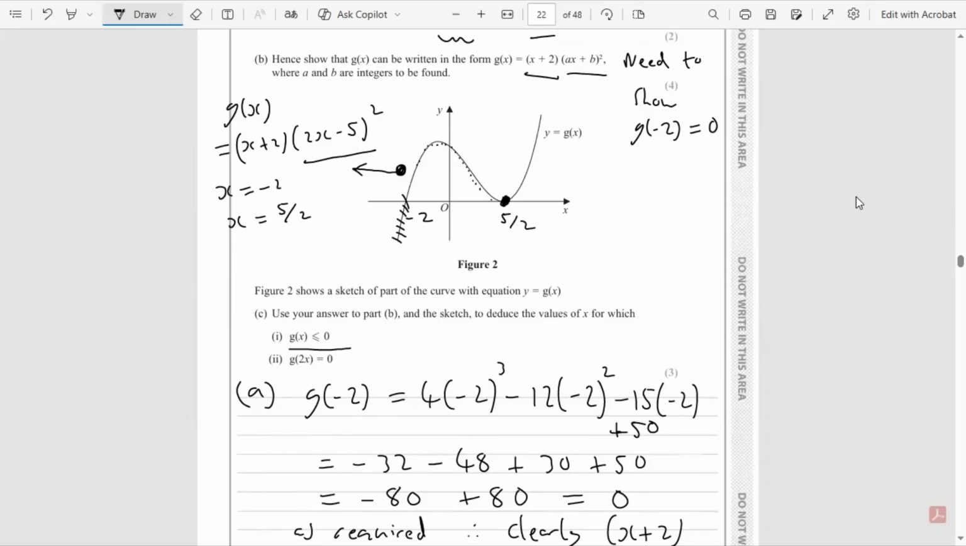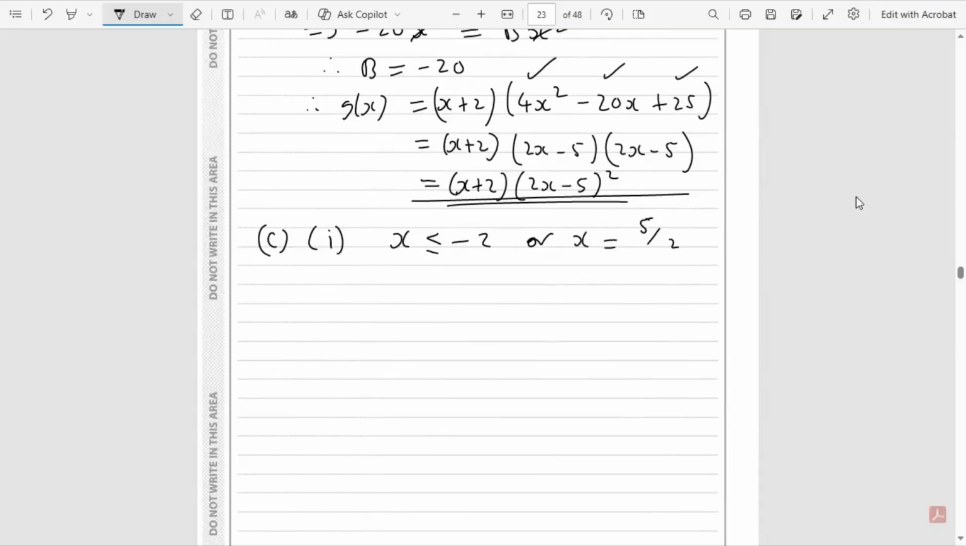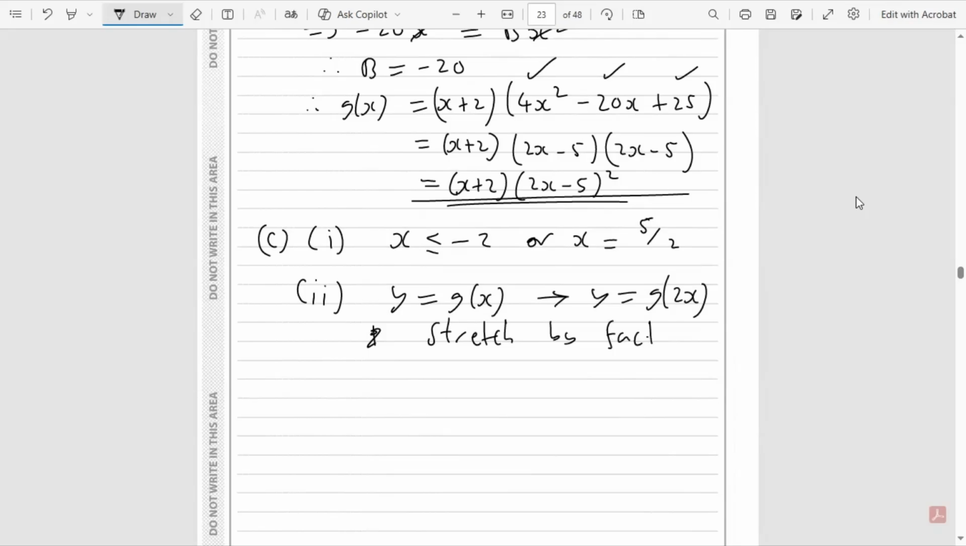Then for the last part II, write down the values of x for which g of 2x is equal to 0. So this is a bit of a graph transformation. So remember, when you have 2x in the argument of the function rather than x, this is a stretch in the x direction. So remember that. So let's just say here part II. So y equals g of x to y equals g of 2x is a stretch by a factor of 1/2.